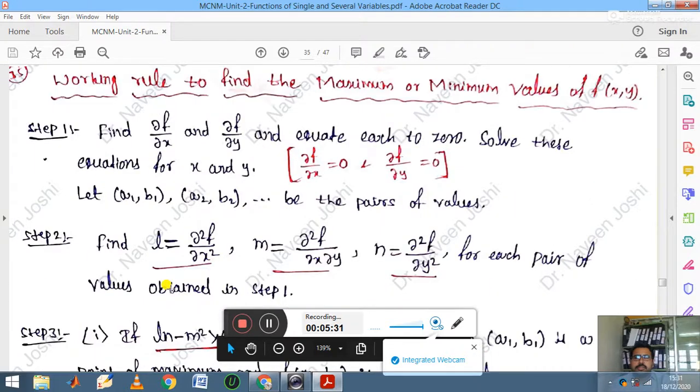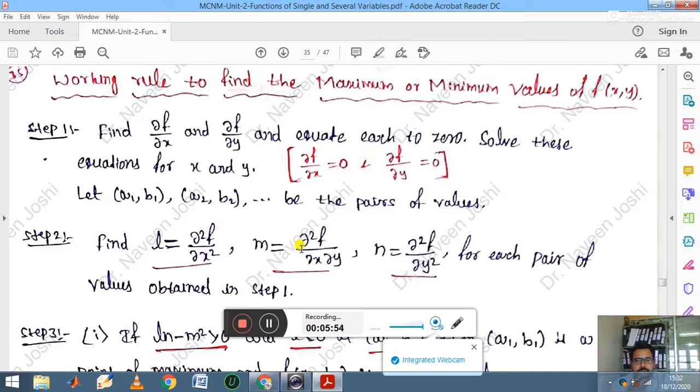So you just see once. First step is to find the first derivative values, ∂f/∂x and ∂f/∂y, and equate them to 0. You get two equations; solve them together and get the points, that is the values of (a1, b1), (a2, b2) and so on. Then in step 2 you are finding l, m, n.